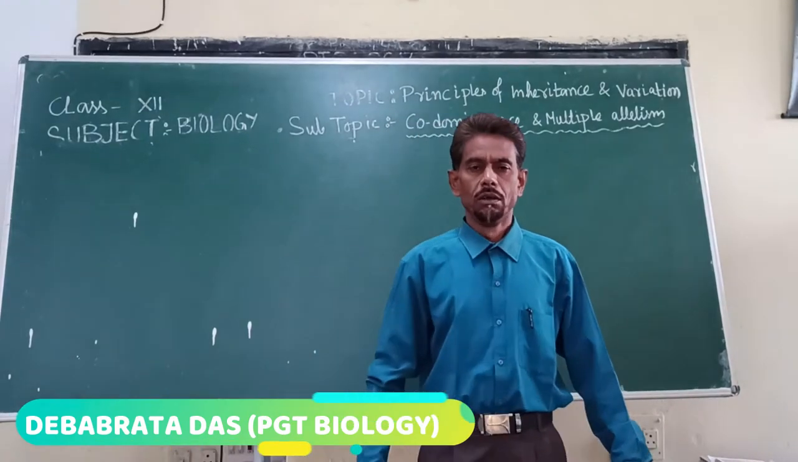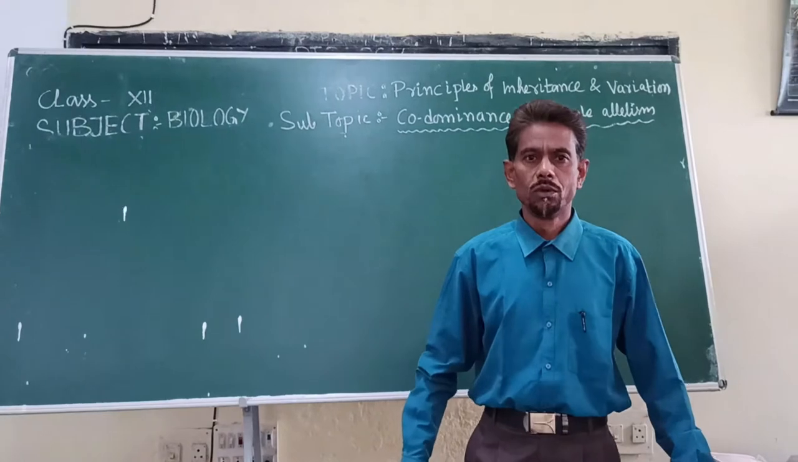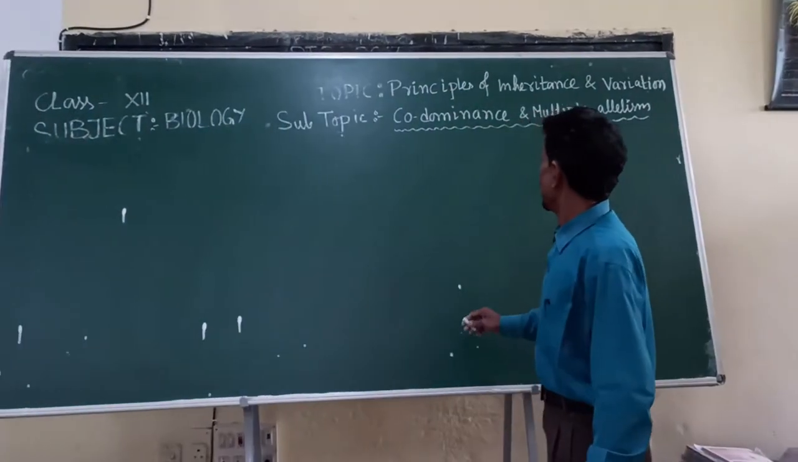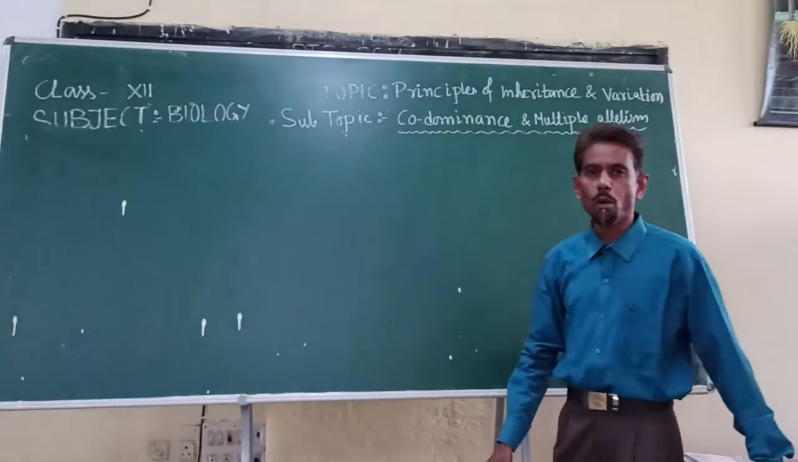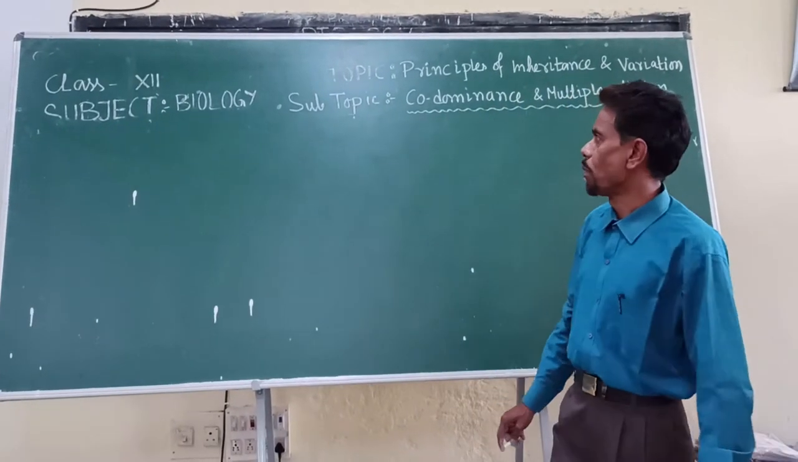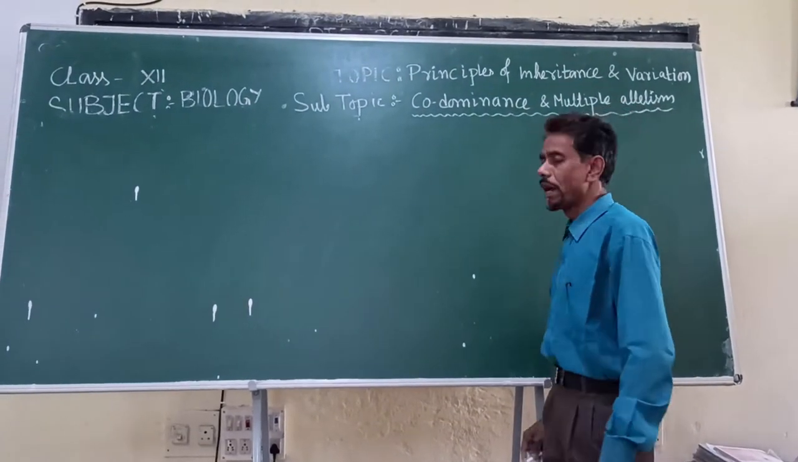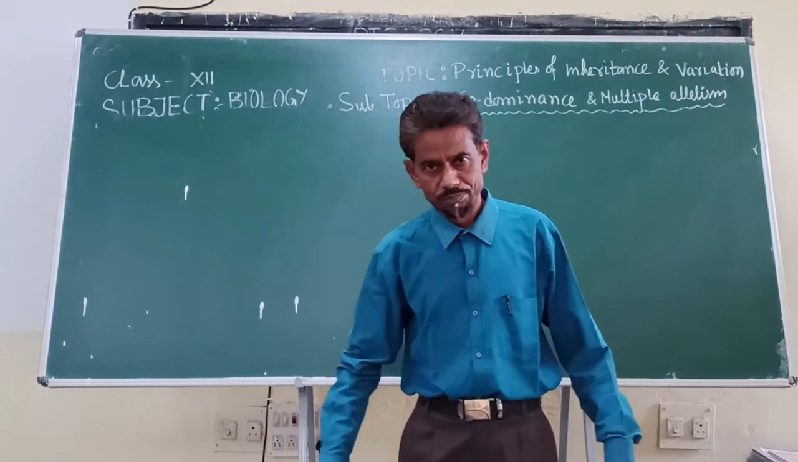Fine? Well, so today I shall be taking up the chapter Principles of Inheritance and Variation. Under this topic, we shall be talking about codominance and multiple allelism.